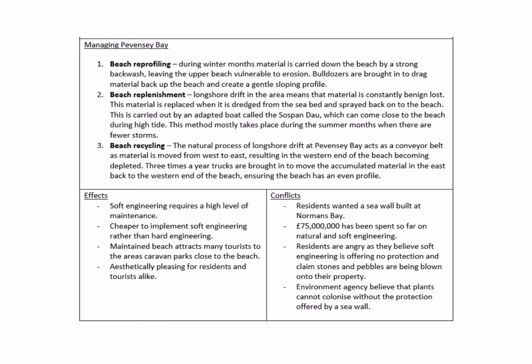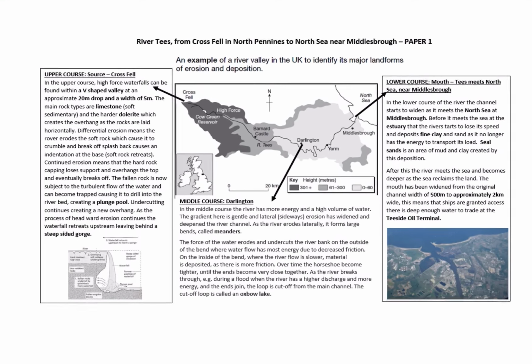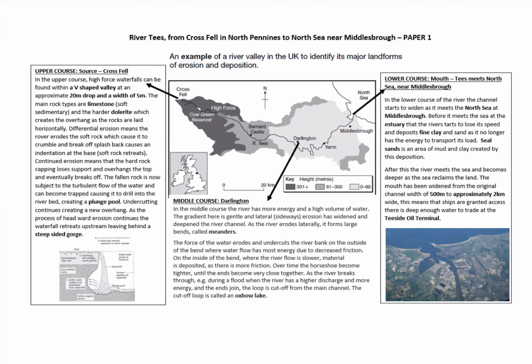The conflict here is that so far they've spent 75 million on it, so it's extremely expensive. The residents are pretty angry. They don't particularly like the soft engineering because they don't think it's doing enough to protect the local area, so they're not particularly happy. However, the Environment Agency also agree with them, and they're saying, I think we need a seawall now to help protect some of the plants behind it. So essentially you've got the local residents and the Environment Agency joining forces and saying, we want more.